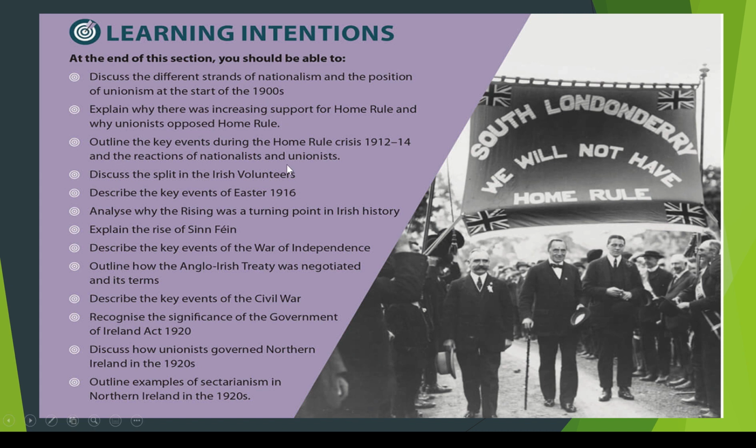We're going to learn about some other key things like the lead up to the key event in Easter 1916. Most of you probably would have learned a little bit about that in primary school. We do a lot about that in this chapter. Explain the rise of Sinn Féin, the War of Independence when Ireland was fighting against Britain, the treaty we negotiated with Britain, the Civil War, and what happened in Northern Ireland after Ireland got independence.